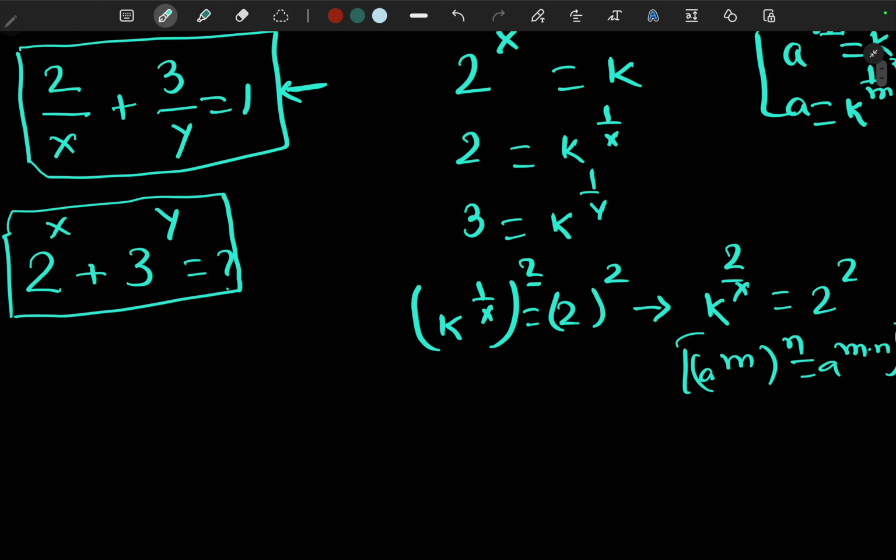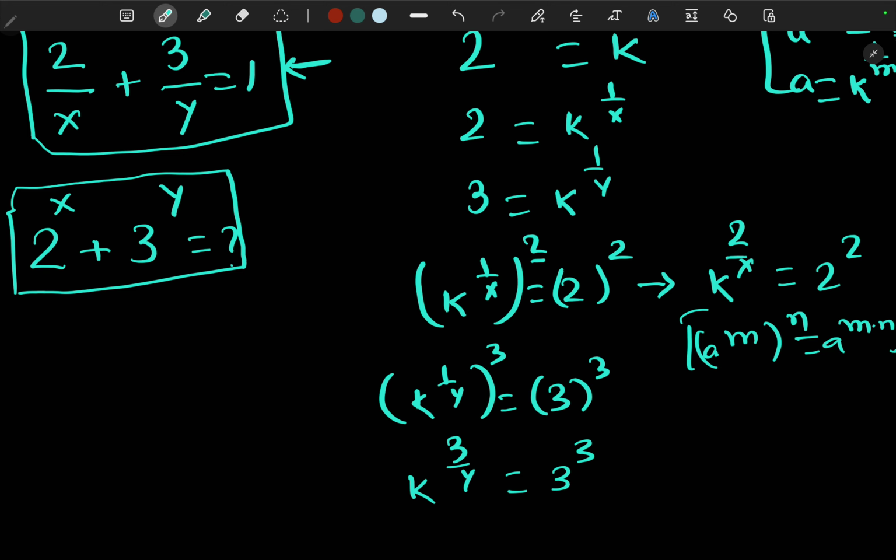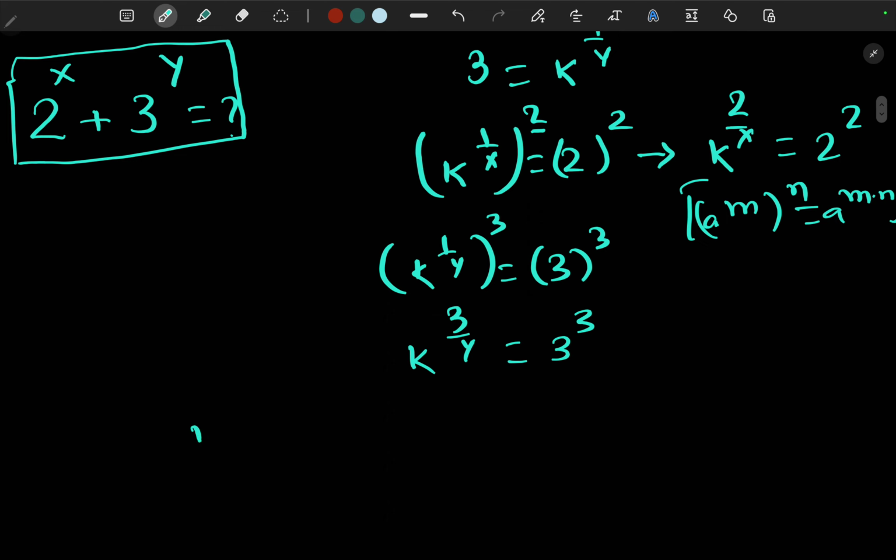Similar way, let's move forward. We have k to the power 1 by y is equal to 3. So cubing both sides will give us k to the power 3 by y is equal to 3 cube. Right? So we have two things here: k to the power 2 by x is 2 square, and k to the power 3 by y has been given as 3 cube.